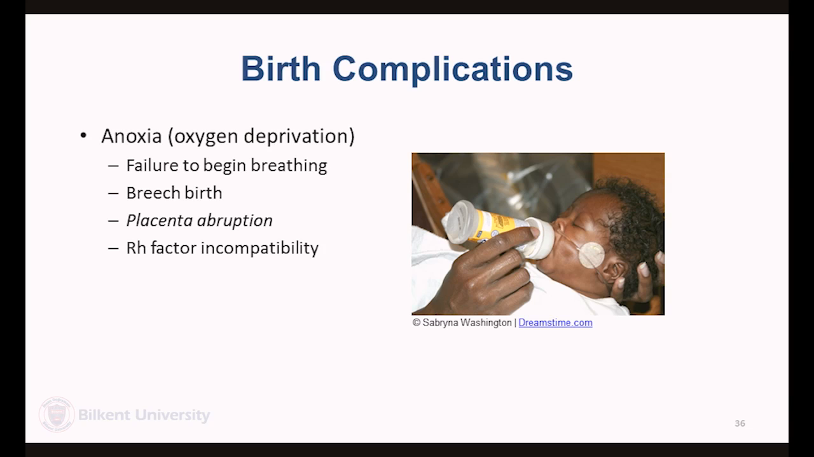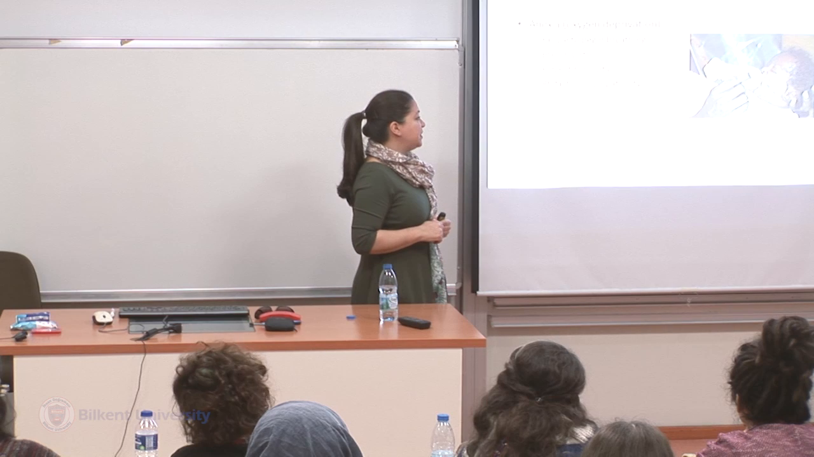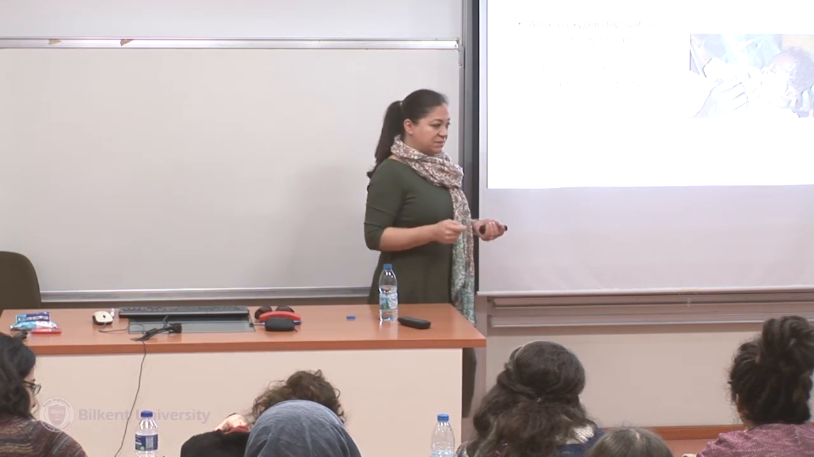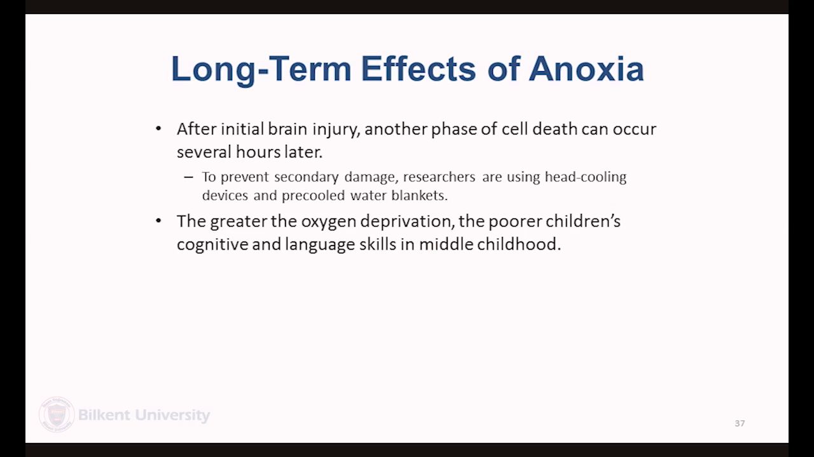Placenta abruption might happen especially with women who are older than 40, where the placenta gets breached earlier in the birth. And so the baby might actually suffer from oxygen deprivation. In cases of blood incompatibility, we also might see that the baby experiences oxygen deprivation.